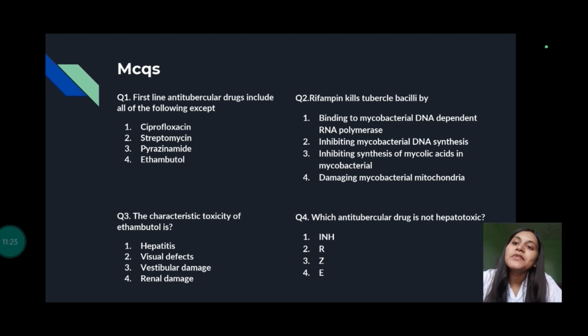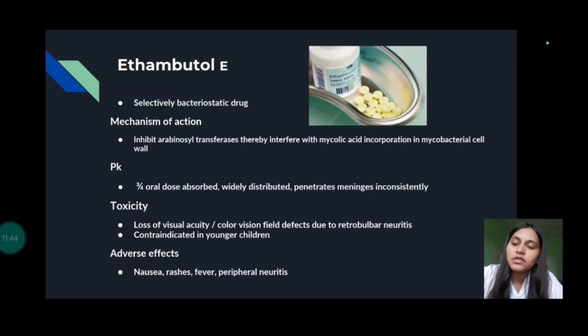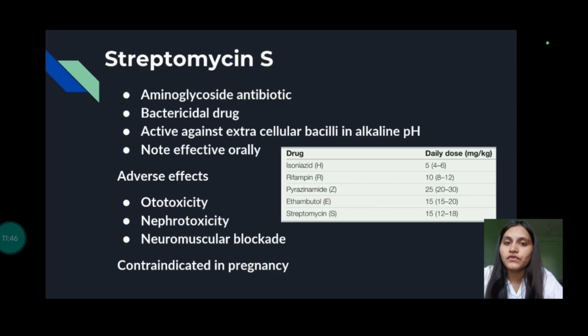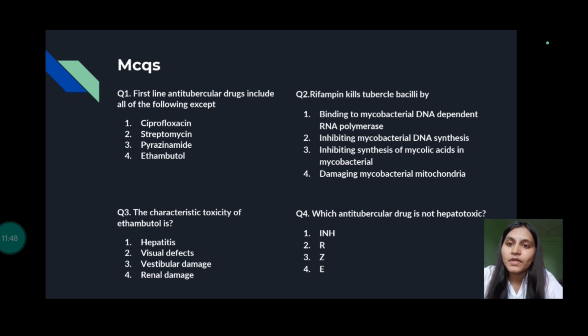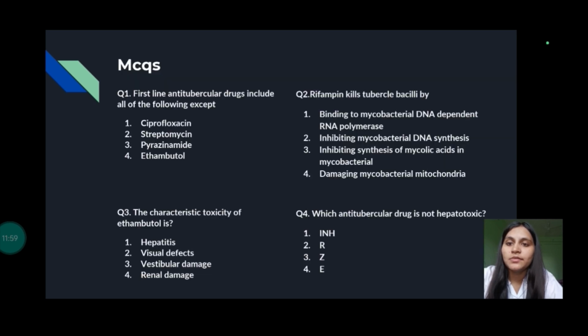Question number 3. The characteristic toxicity of ethambutol is visual defects, contraindicated in younger children, and has a toxicity of loss of visual acuity. Fourth, which anti-tubercular drug is not hepatotoxic? Ethambutol and streptomycin are not hepatotoxic, and among these options ethambutol is present, so that would be the correct option.